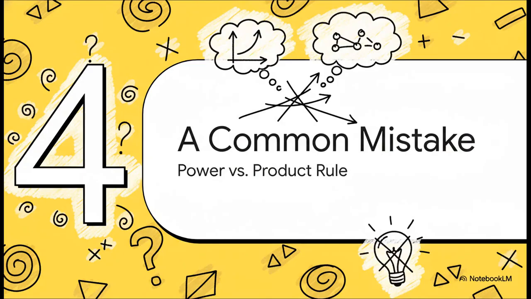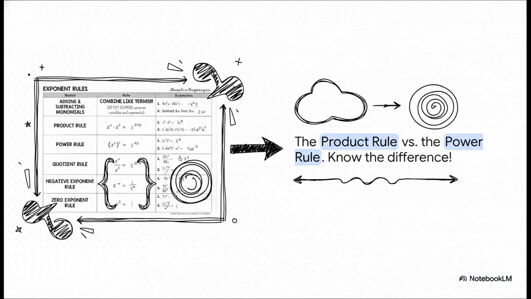Okay, this next part is really important. There's a super common mix-up that happens with exponent rules, and I want to make sure we get it cleared up right now so you never fall into this trap. So on the screen here, you can see a few different exponent rules. We're going to zoom in on the 2 that are easiest to confuse, the product rule and our new friend, the power rule. Knowing when to use which is absolutely key.